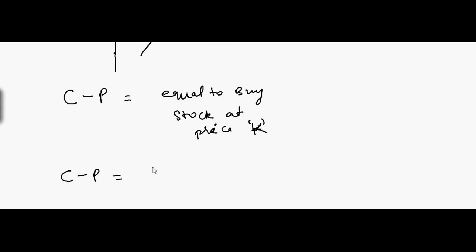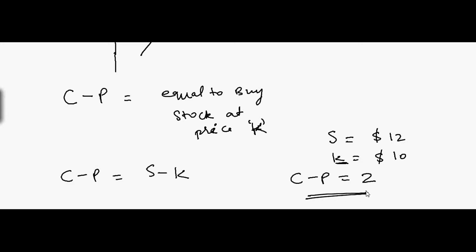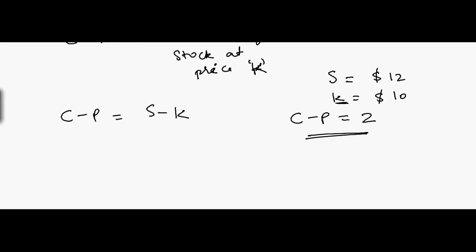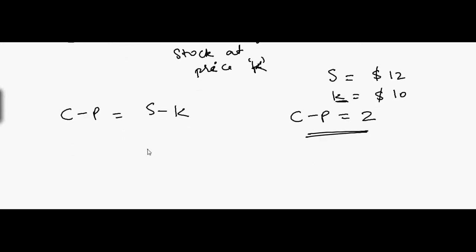So let me give you an example. Suppose the stock is $12 and k is $10. If you buy call and sell put at strike price k, then that is equal to buying the stock at value 10, but the actual value is 12, so you have to pay $2 here. So your c minus p should be equal to $2. Now we can add more complexity to this equation, but this is called call put parity, in a more simplified version.